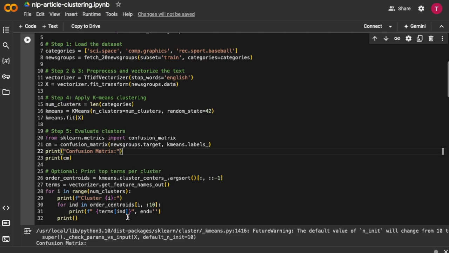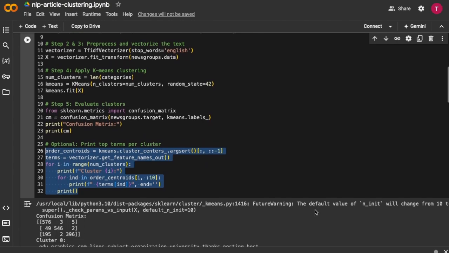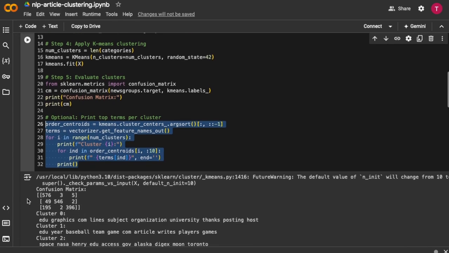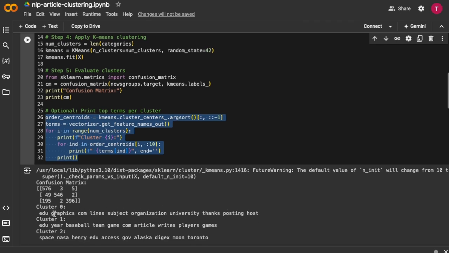And optionally, I put here a way to just quickly print the top terms in each of the clusters so we can see what those clusters of articles look like in terms of the top terms that are present within those groups of articles. And this next little code snippet just prints those top terms per cluster. And if I look at the output, I can see my confusion matrix, which is a list of 3 lists of length 3. And my clusters, the top terms per cluster.